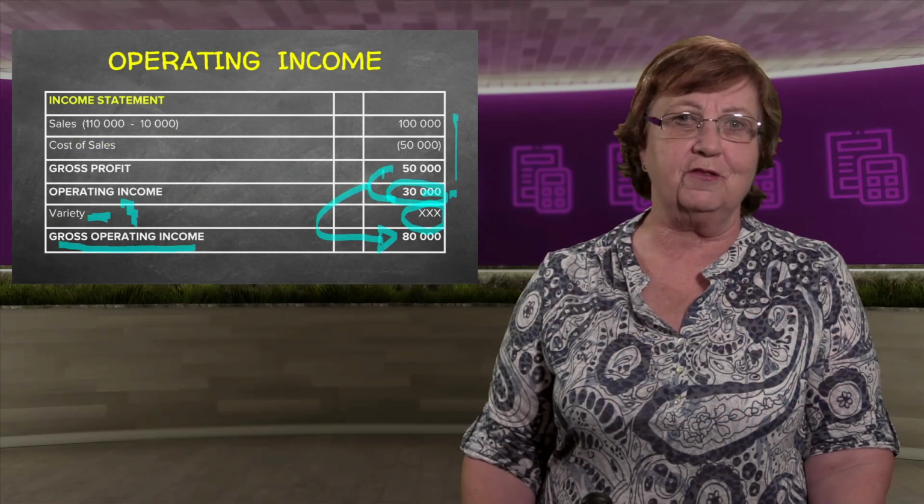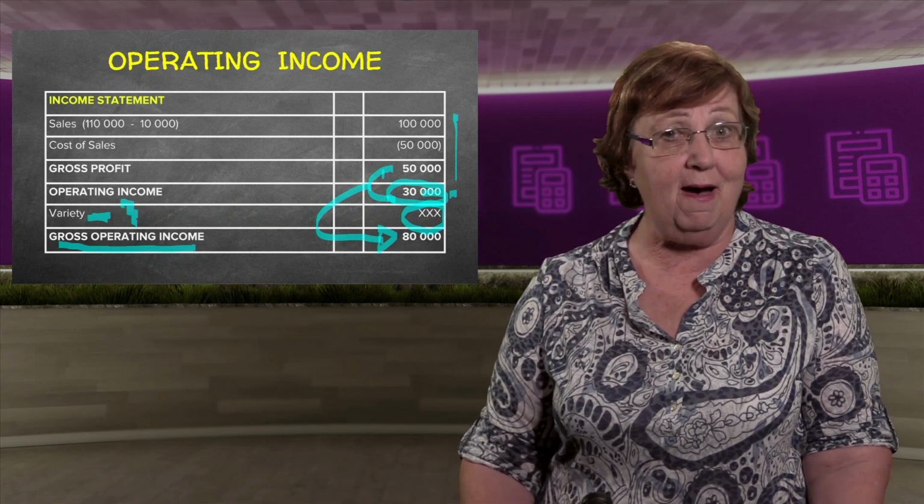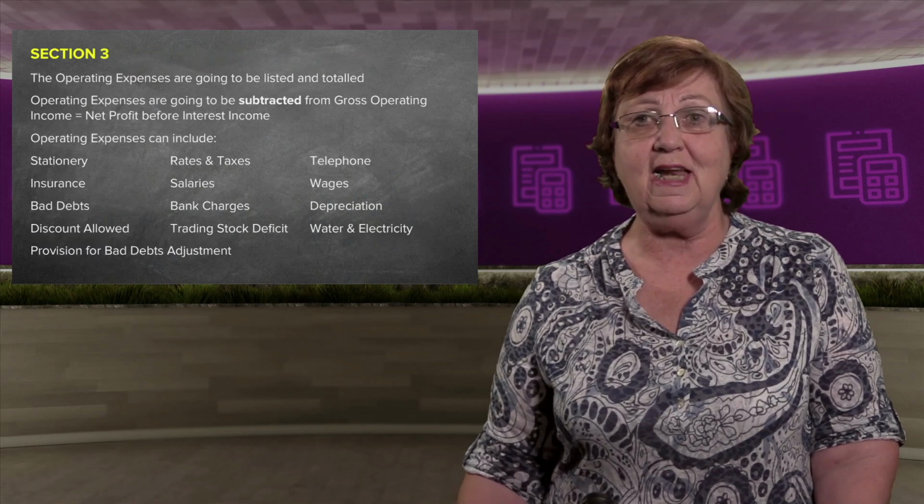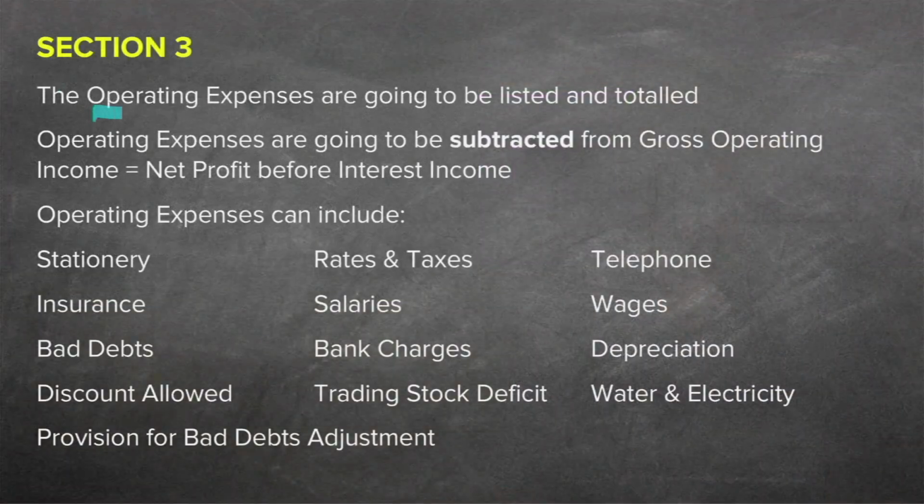So what's in section 3? I hope you can remember. It's my operating expenses. There we have it. And they're going to be listed one by one. And you can't just write variety like I did. You're going to add them up. And we are going to subtract our operating expenses from our gross operating income. So operating expenses, what are they?